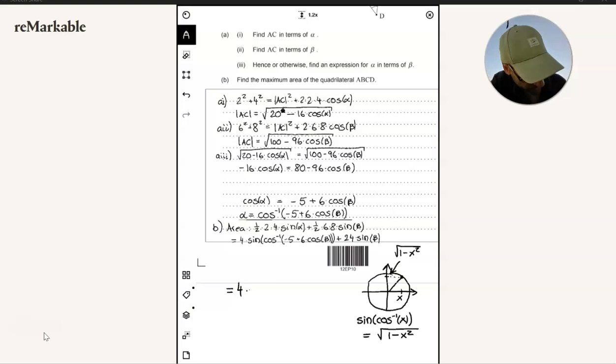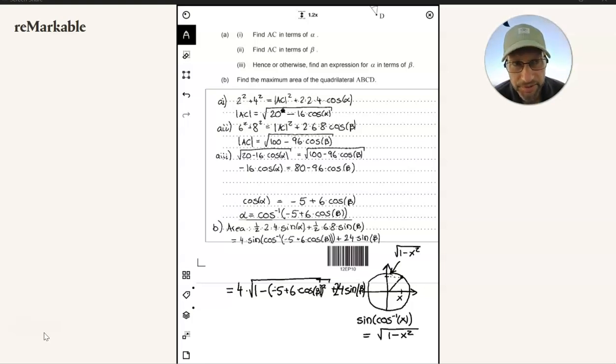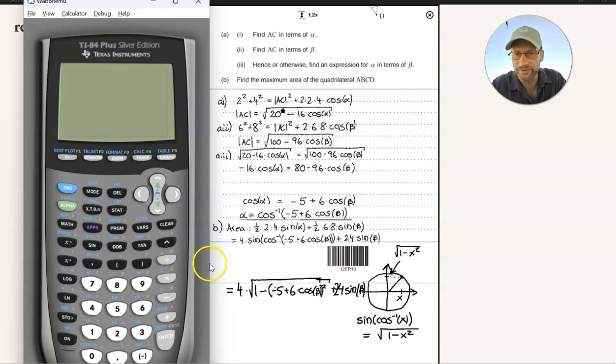So 4 times the square root of 1 minus, and then (-5 + 6 cosine of beta) squared. Like that. And plus 24 sine of beta. That made it, in my opinion at least, a little bit more manageable. But of course, we don't get anywhere without the calculator. So from here, we're supposed to fire up the calculator.